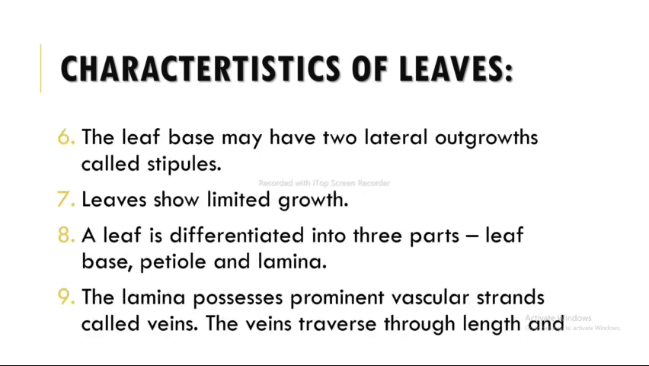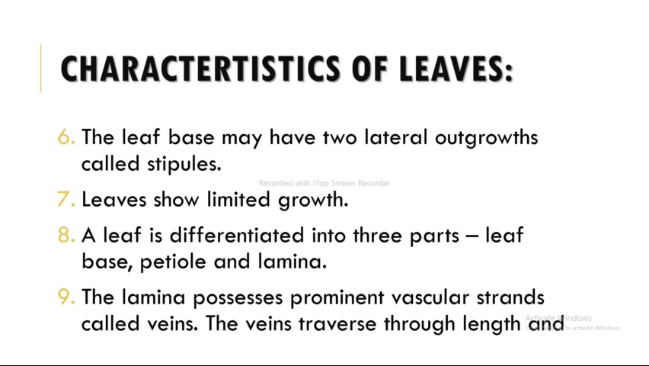Sixth, the leaf base may have two lateral outgrowths which are known as stipules. Seventh, leaves show limited growth. Eighth, a leaf is differentiated into three parts: the first part is the leaf base, the second part is the petiole, and the third part is the lamina.